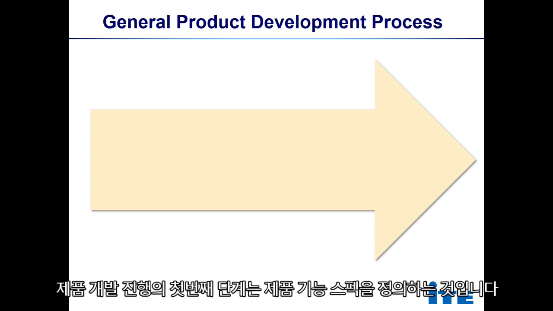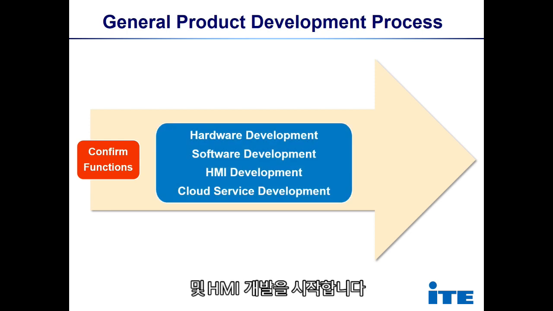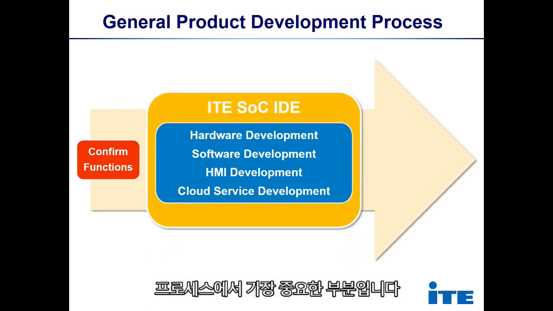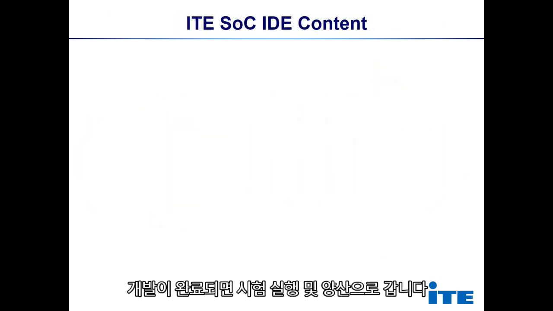Generally, the first step of product development process is to define the product function spec. Then, engineers will begin the hardware, software, and HMI development. They are the most important part in the process, which can be accomplished with ITE Integrated Development Environment. Once the development is done, we then move on to pilot run and mass production.